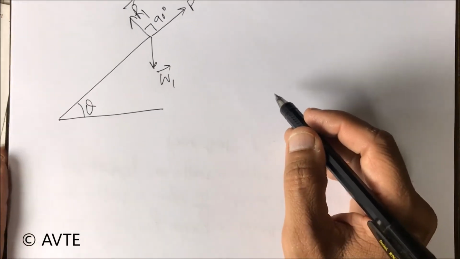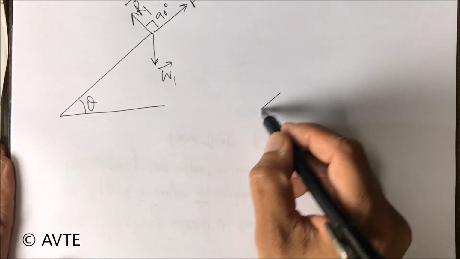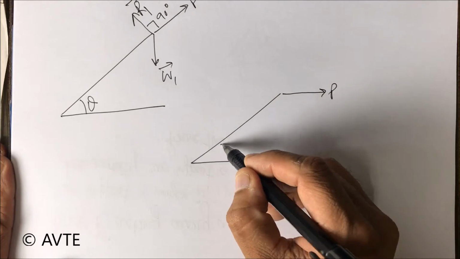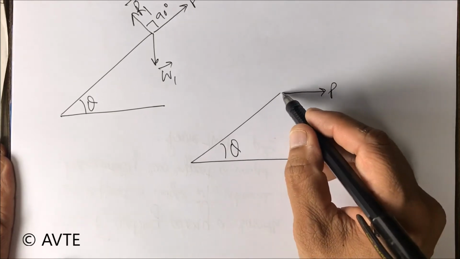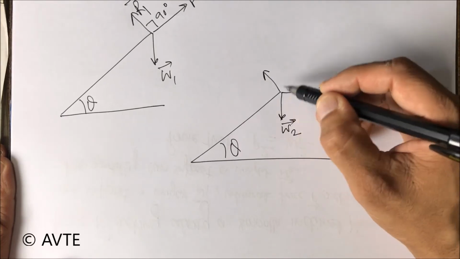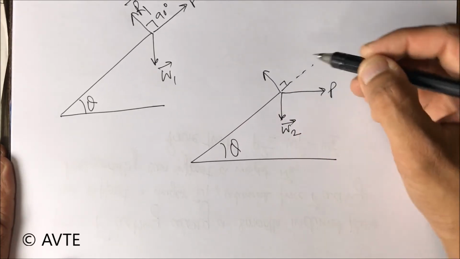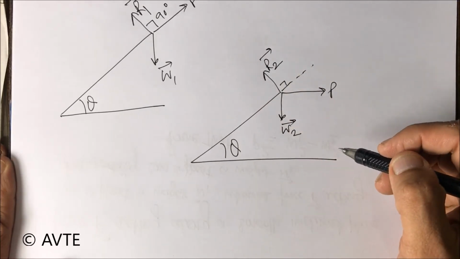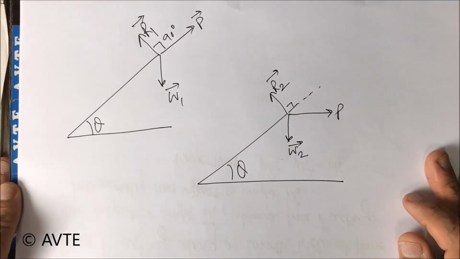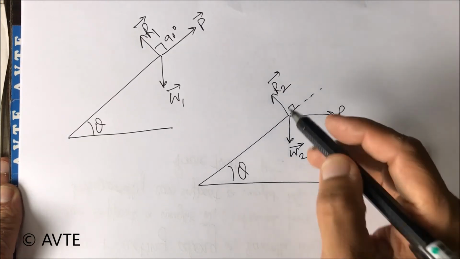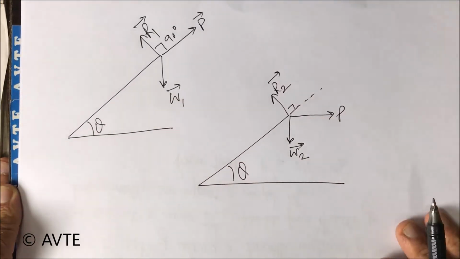And the second diagram is when the force P is acting horizontally to the same inclined plane, and in that case it will support W2, and obviously the reaction will be 90 degrees to the plane, and I'm calling it R2. So these are the two diagrams. Using these two diagrams, we will be doing this question.